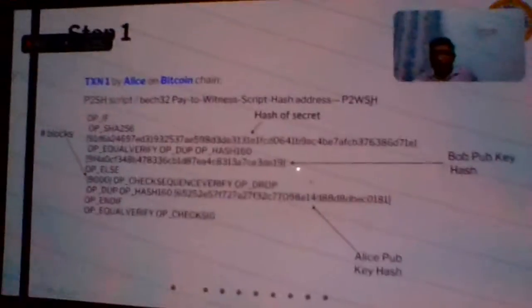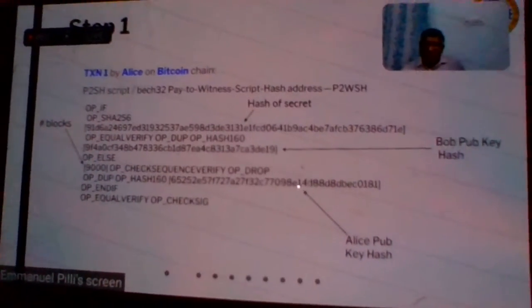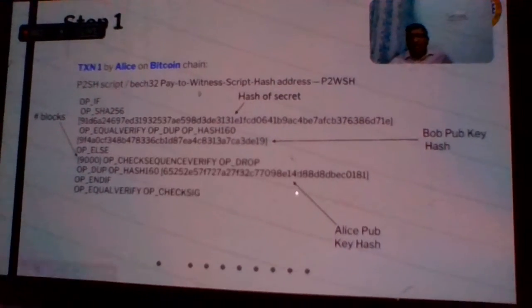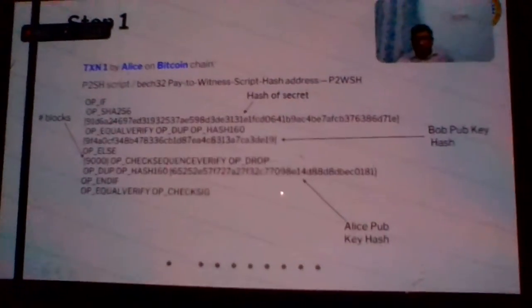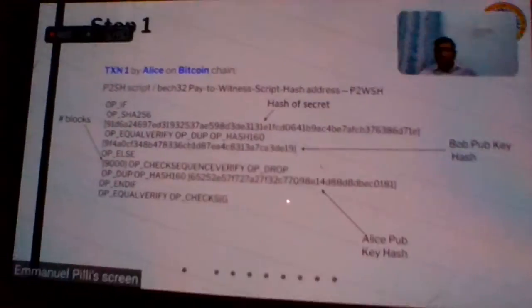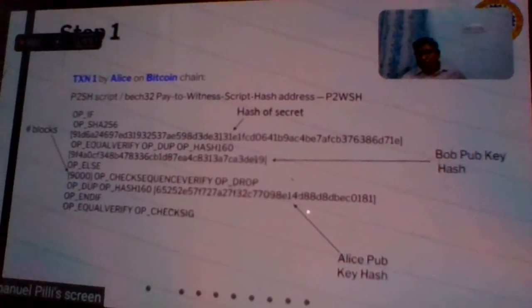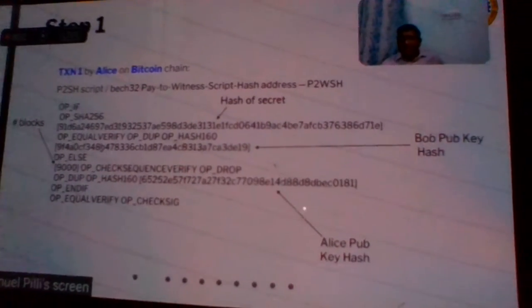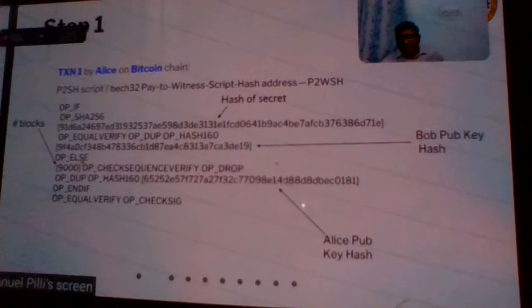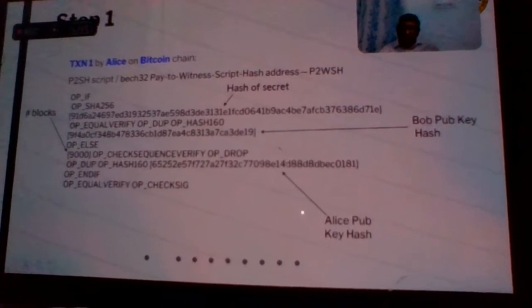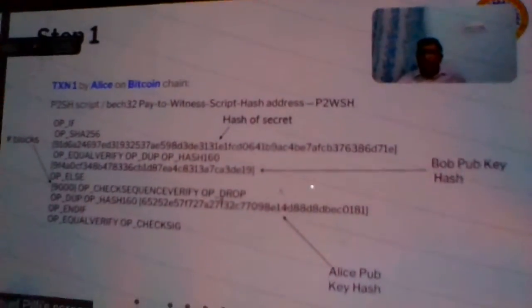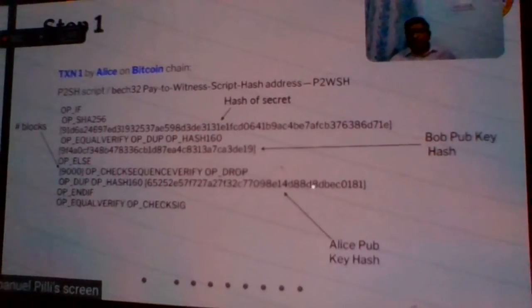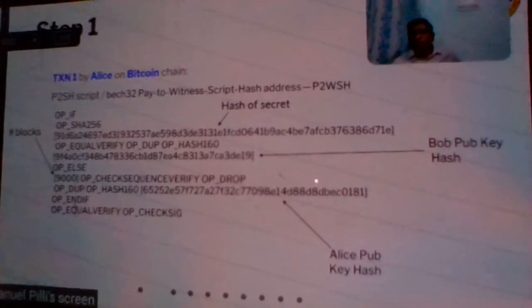There is a P2WSH, the witness script hash that I was talking about. So a P2SH script or pay to witness script hash address, right? These are simple operations: OP_IF, OP_SHA256 of the hash of the secret. This hash of the secret should be verified with the hash160 of Bob's public key. If this is verified, then the transaction can be done. Else you wait for 9,000 units of time. Check sequence verify. If this is not correct, then you drop it, right? And then you end if, right? So this is what the script actually means.